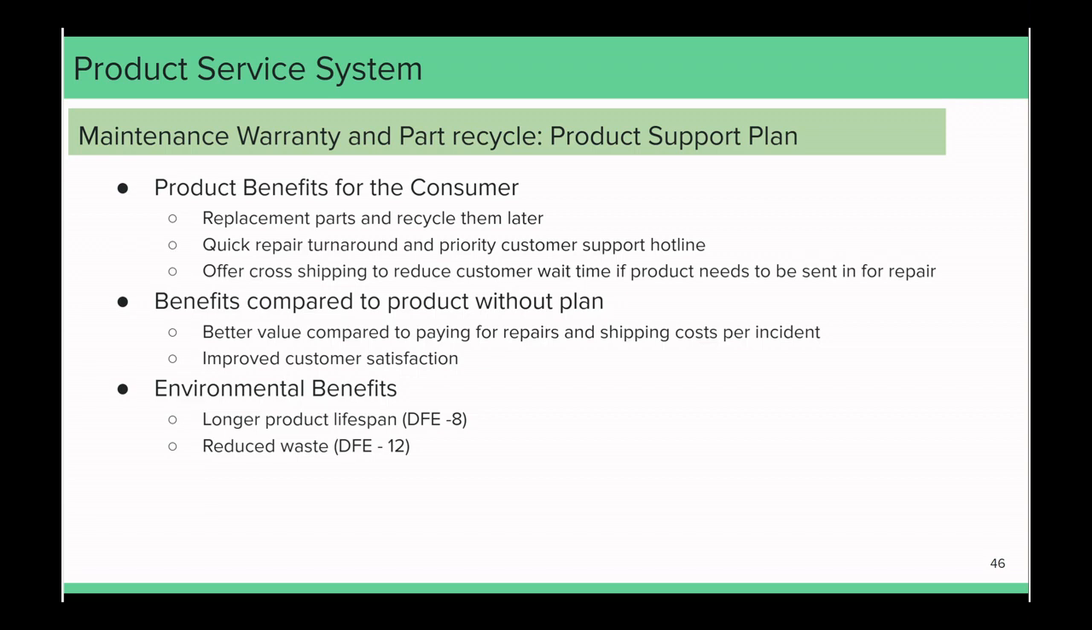We decided to include a support plan with our product to provide benefits to the customer and to the environment. Our support plan includes a warranty, giving our customers access to maintenance services and replacement parts. Parts will be reused and recycled as deemed appropriate. Additional benefits include quick repair turnarounds, a customer support hotline, and cross-shipping. Our product support system not only improves customer satisfaction, but also benefits the environment through increased product lifespan and reduced waste.